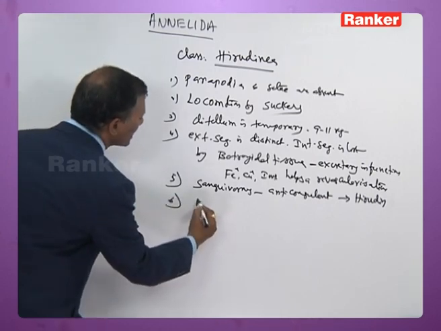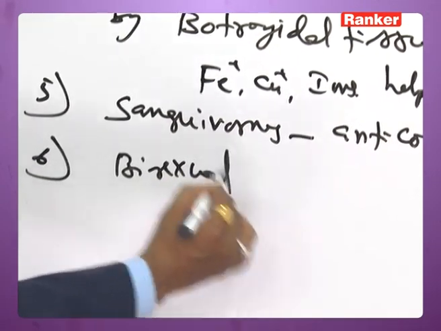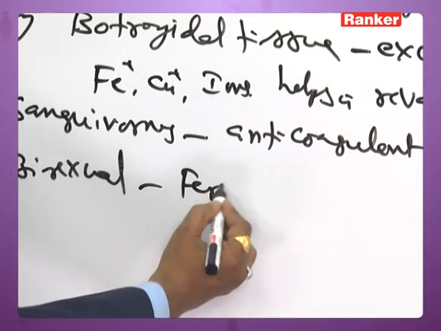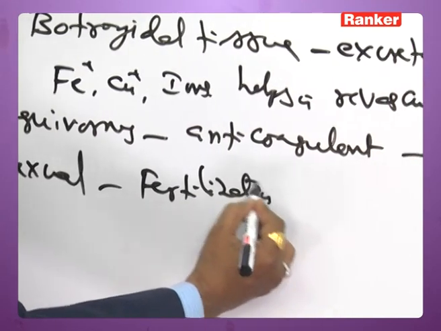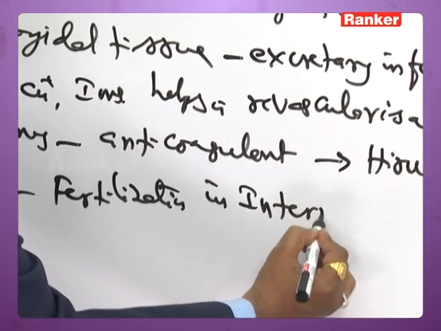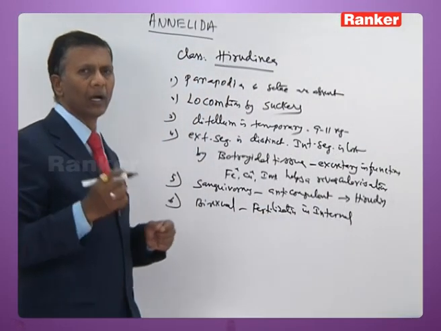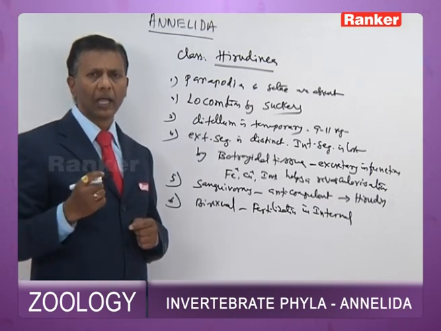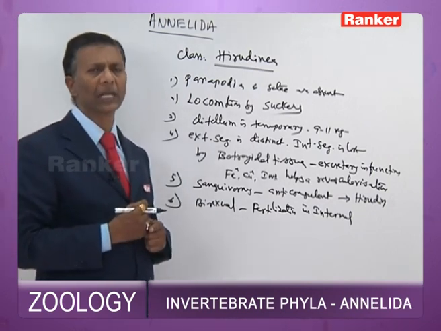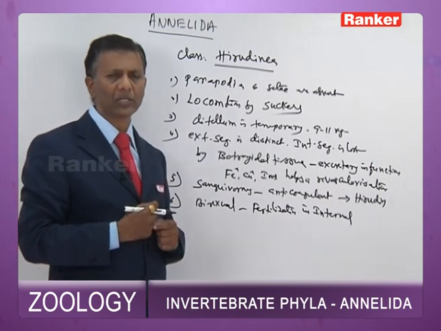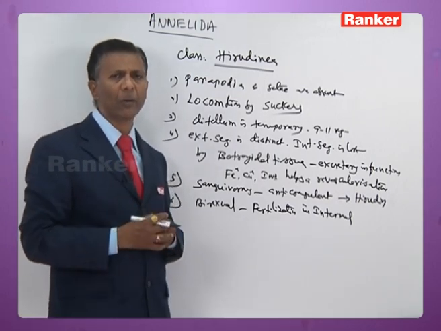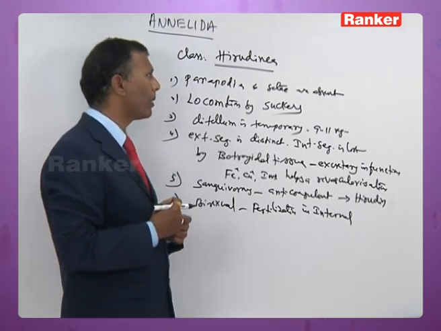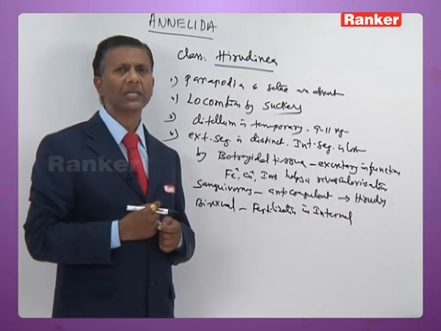Then Hirudinians are bisexual, and it is the only group of Annelida where the fertilization is internal. They have an intromittent organ. With the help of the intromittent organ, they inject the sperms below the skin. Hypodermic insemination of sperms takes place by means of an intromittent organ in leeches. So it's the only group of Annelida where the fertilization is internal.